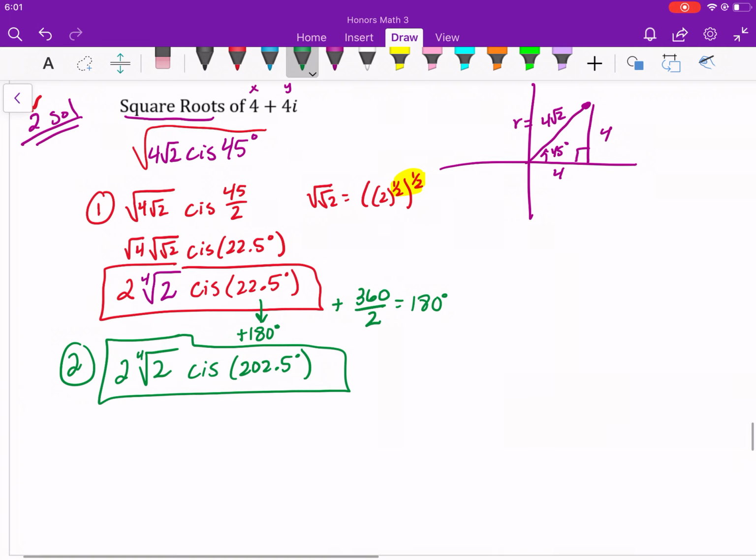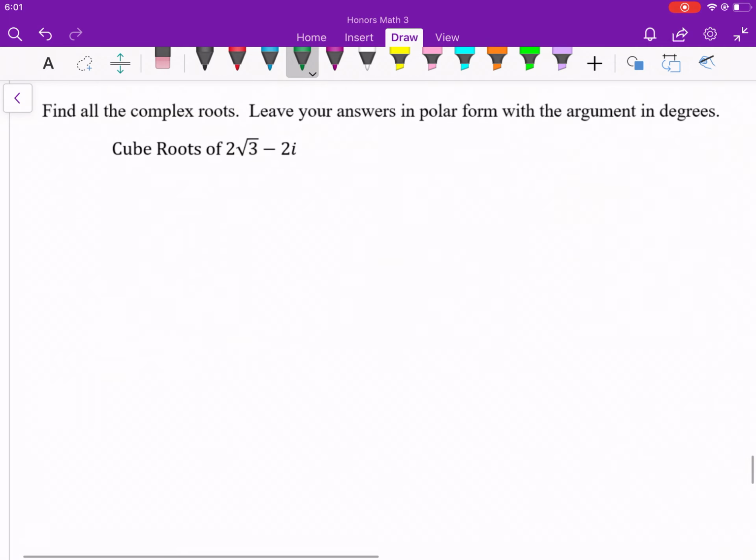All right, let's do another one. Okay, cube root here. Cube root means we're going to have 3 solutions this time. Let's do our quick trick to convert this. Remember, we're going to use degrees. So, quick trick.